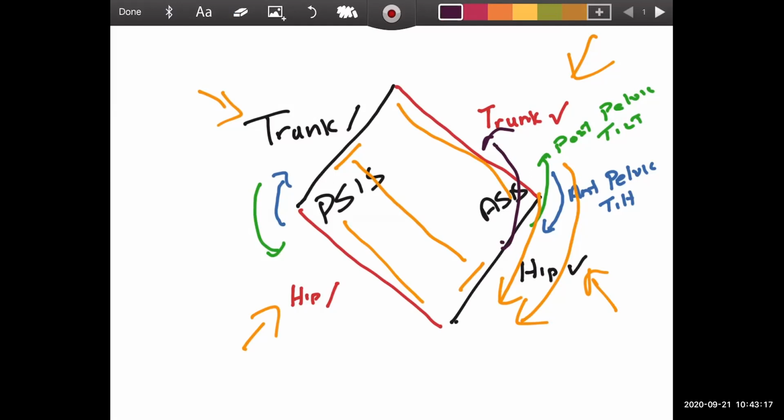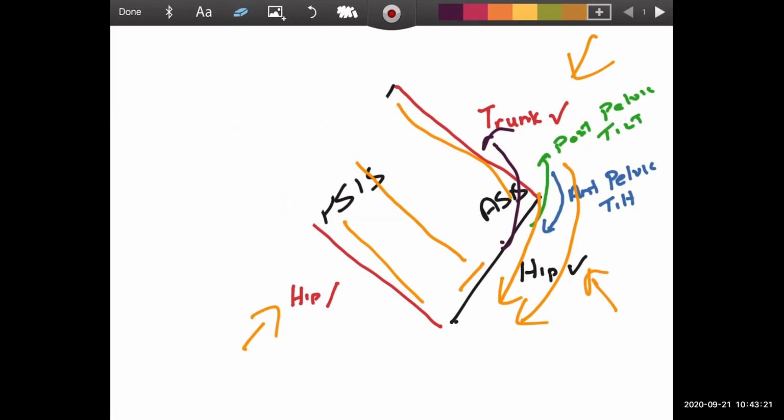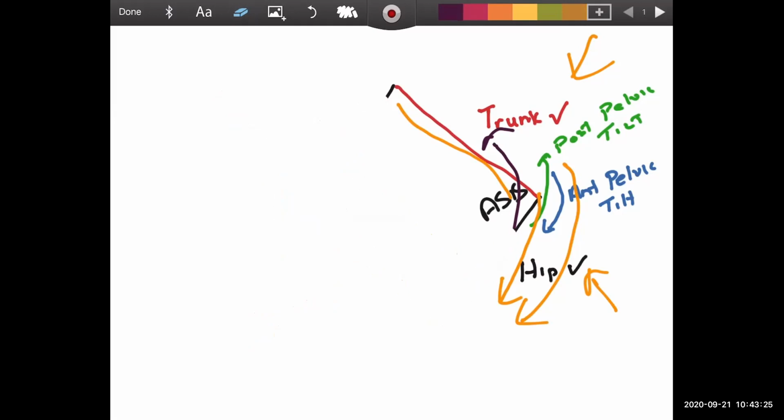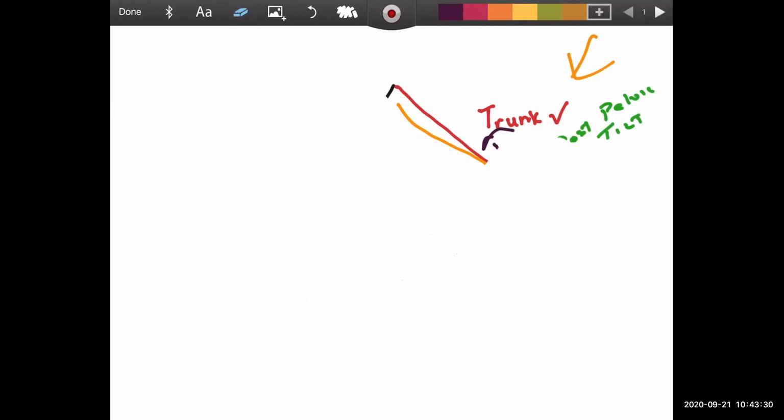Okay, so let me clear my board here. I've never used this form of whiteboard, so it's kind of interesting to try. I'm just using my iPad with my iPad pencil and drawing on it.